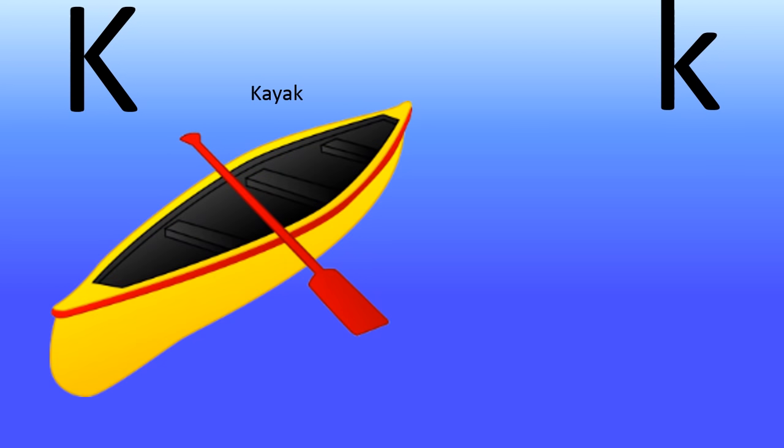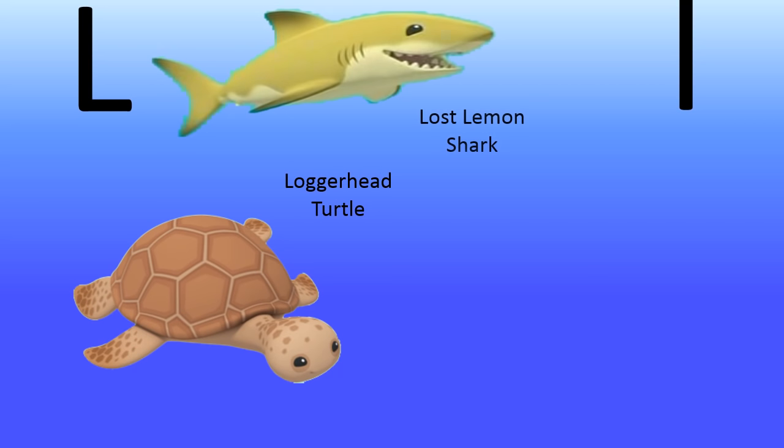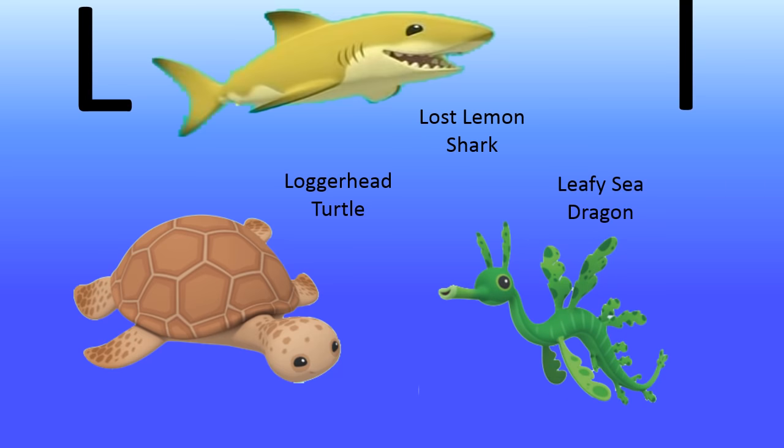For the letter K, we saw Quasi. And we also saw his kayak. I think I even saw him falling out of the kayak at one point. For the letter L, we saw the loggerhead turtle, the lost lemon shark, and also the leafy sea dragon, which very much looks like a plant. What a great disguise!